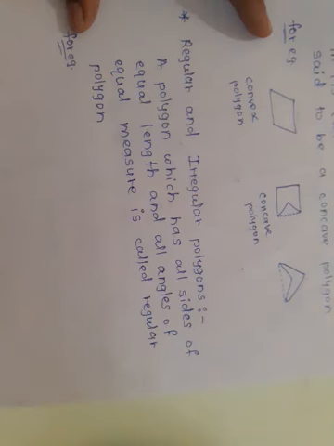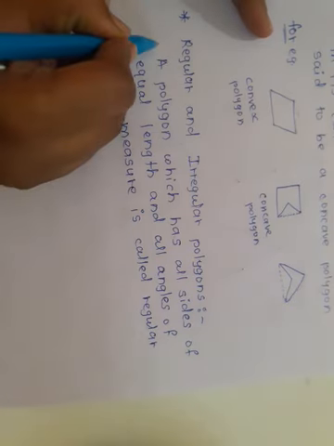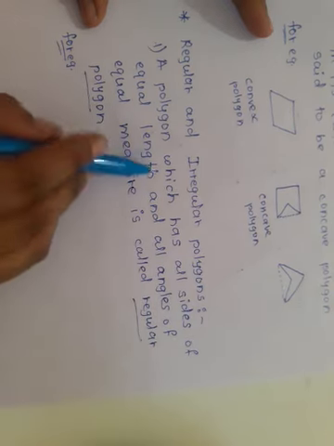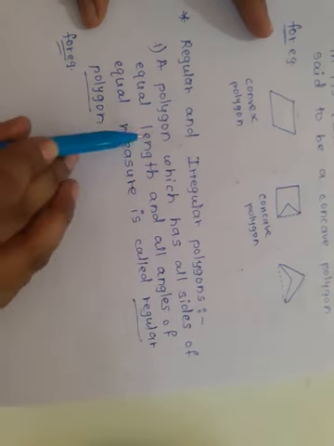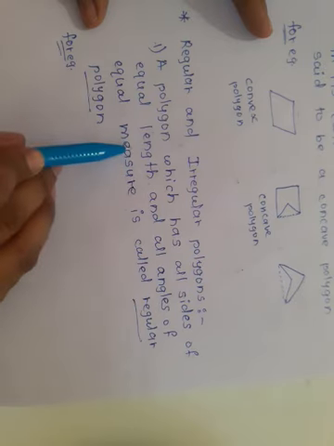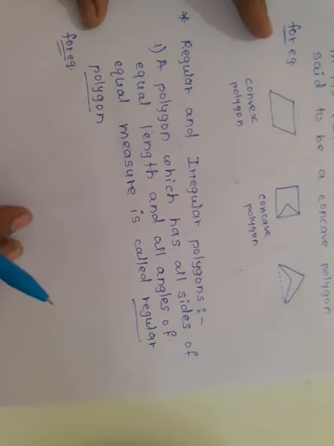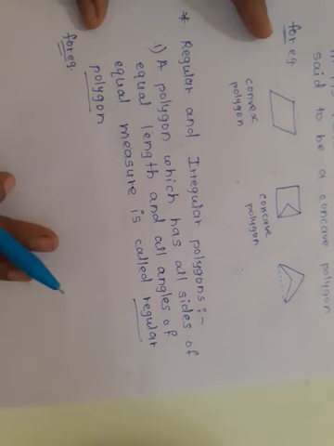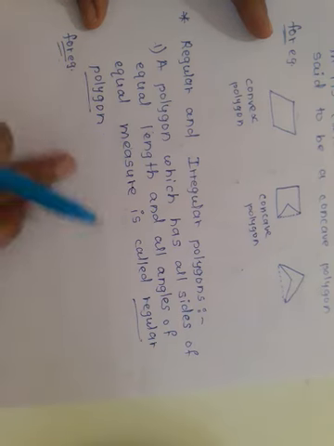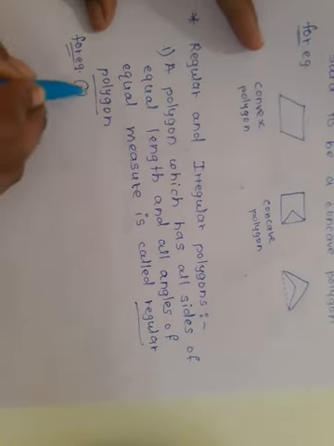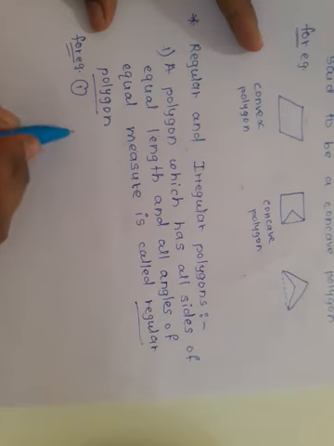Now the next definition is regular and irregular polygon. First, regular polygon. What do you mean by regular polygon? A polygon which has all sides of equal length and all angles of equal measure is called a regular polygon. So how can we justify whether the polygon is regular or irregular? All the angles of that polygon are equal and all the sides are also equal. The most general example of a regular polygon is the square.